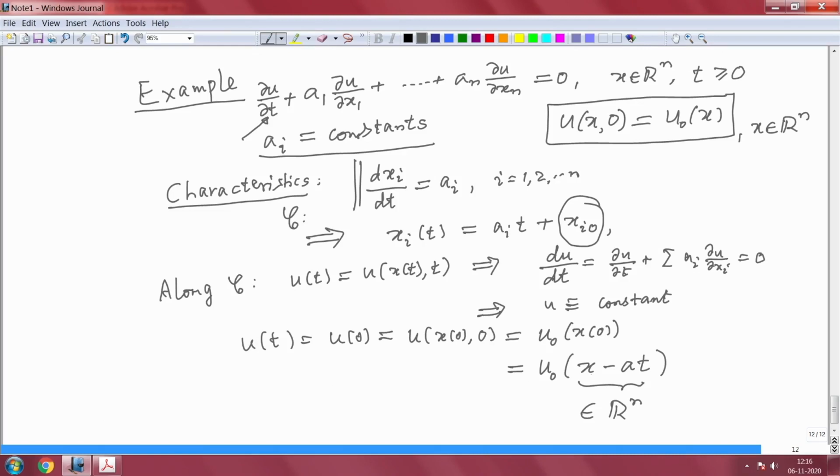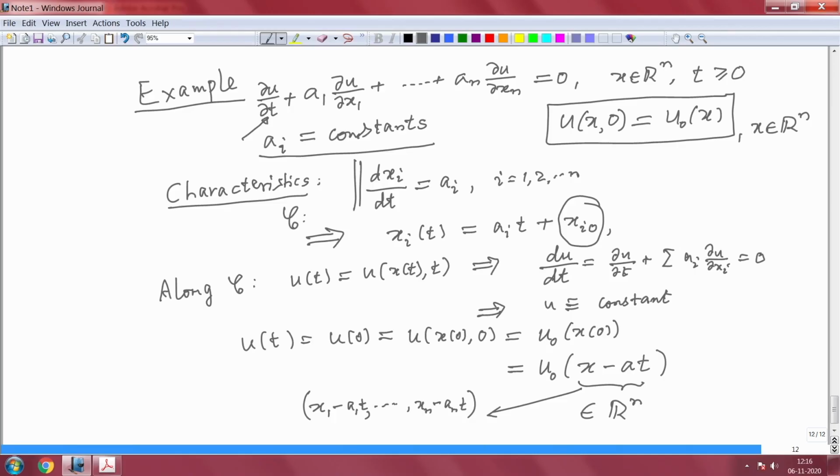Whatever the initial profile is, it is transported in time in different directions. If you expand this whole thing, there are n components: x_1 minus a_1 t, comma, up to x_n minus a_n t. So, the initial profile u0 is transported in time in different directions, with different speeds, given by the coefficients a_1, a_2, up to a_n.